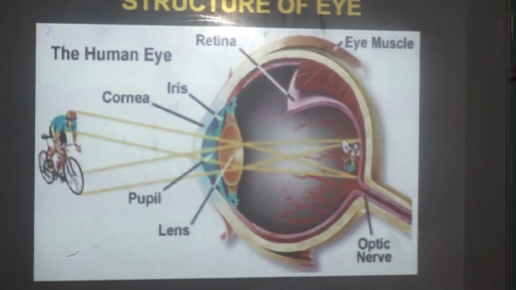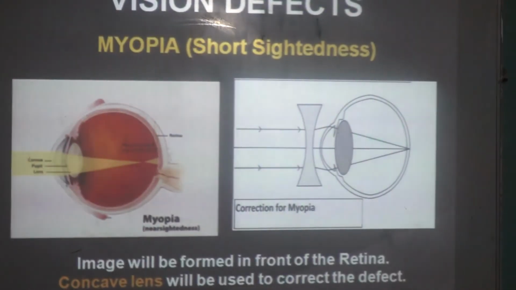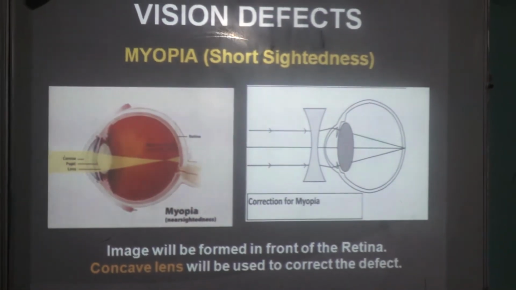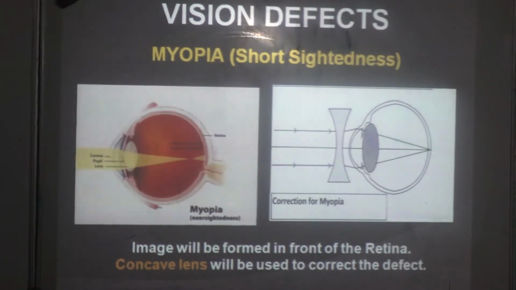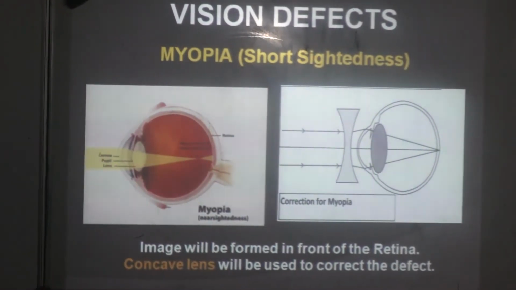When the eye lens loses its accommodation power, then we can get vision defects. What are the vision defects? If you consult an eye doctor, he will discuss many types of vision defects, but we are discussing the vision defects only depending on the accommodation of the eye lens.